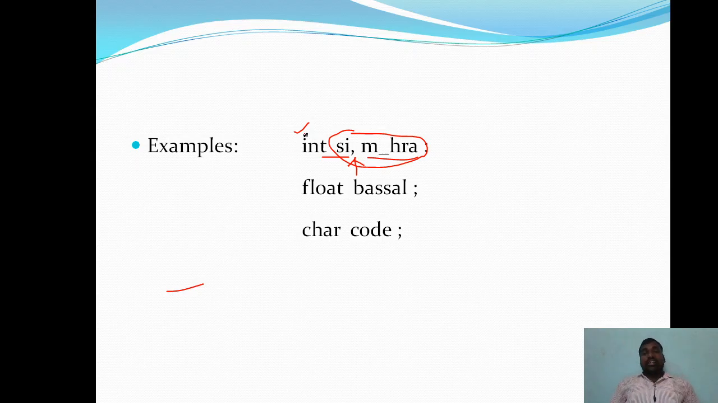So integer type variable means it can store only integer values. So here BAS, for example basic salary, this is the variable name of float type, means it can store float type values. Code is a character type variable. Character type variable means it can store only a single character.